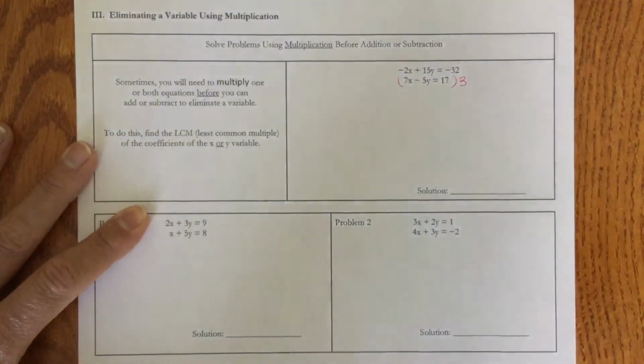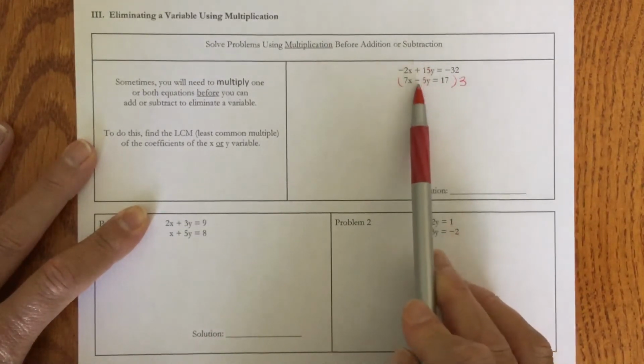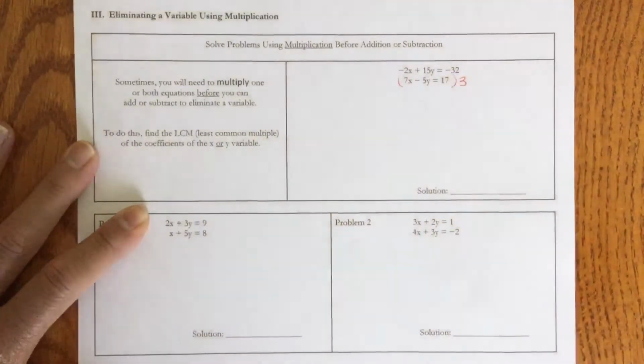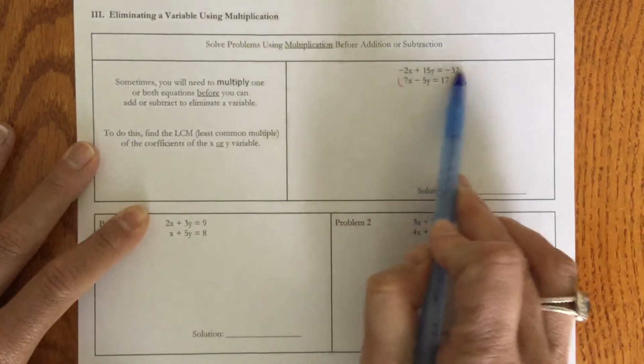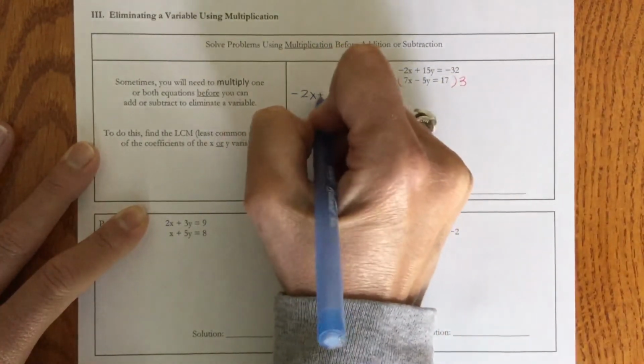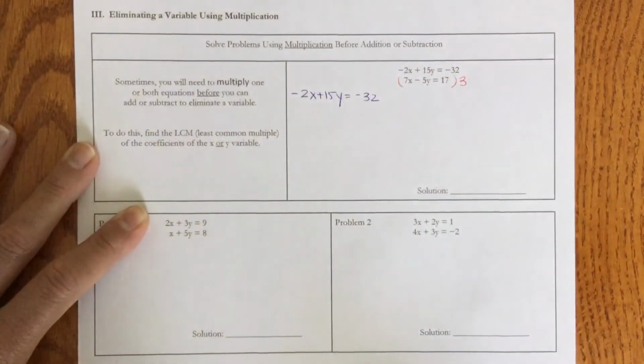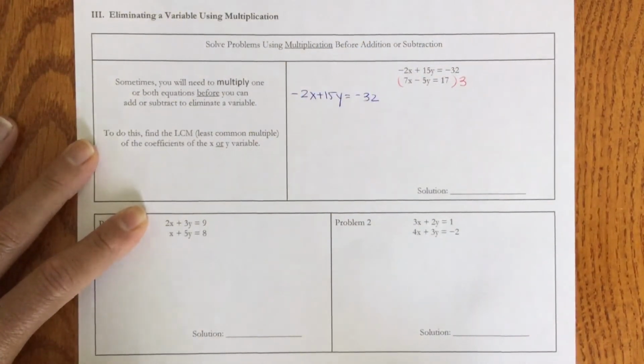I can make this -5y turn into a -15y. That will create a zero pair here and allow my y's to cancel. I am not multiplying the top equation by anything, so I am going to leave it as -2x plus 15y equals -32. I am going to multiply the bottom equation by 3.